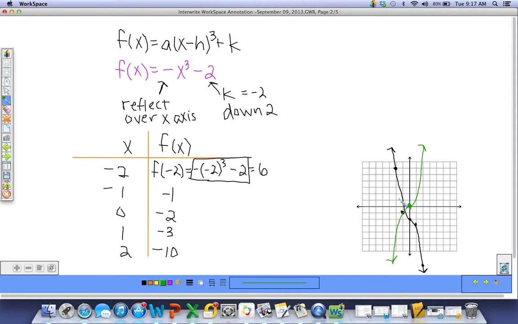And then the next thing is saying our domain and range, which should be hopefully easy. What's your domain? Always, always, always, x is equal to all real numbers. And then your range, always, always, always, is that y is equal to all real numbers.